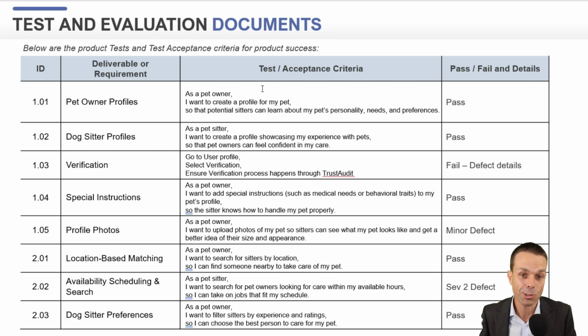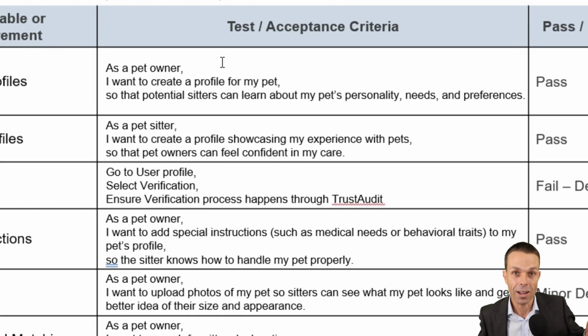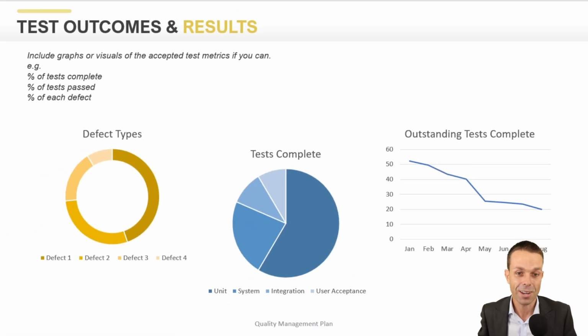Here we've done our acceptance criteria just as a "I want, so I can." That's a typical user story method. You might use many other methods, just a step-by-step to reproduce any issues, or step-by-step to test the item. Once they've tested these items, they can put all of the outcomes in the test and evaluation documents and some screenshots if things go wrong, and the steps to reproduce any issues that happen.